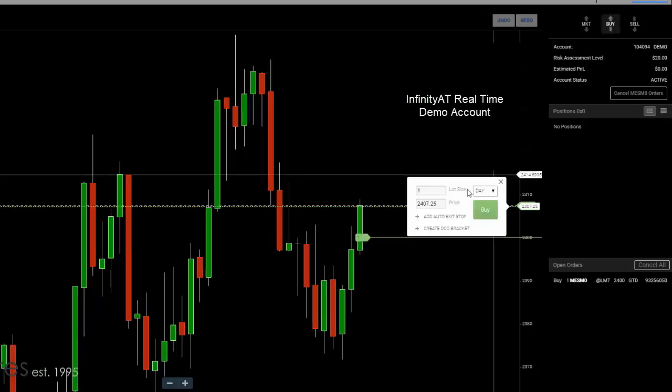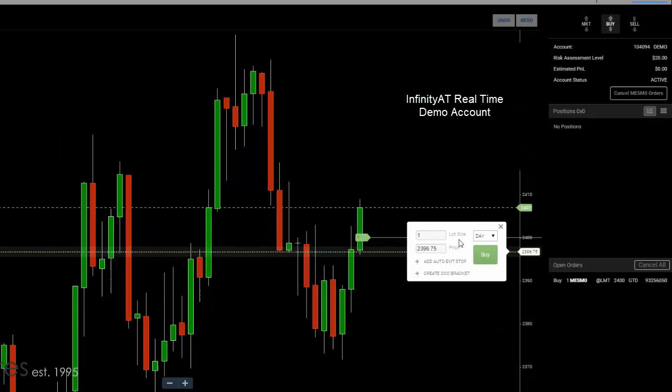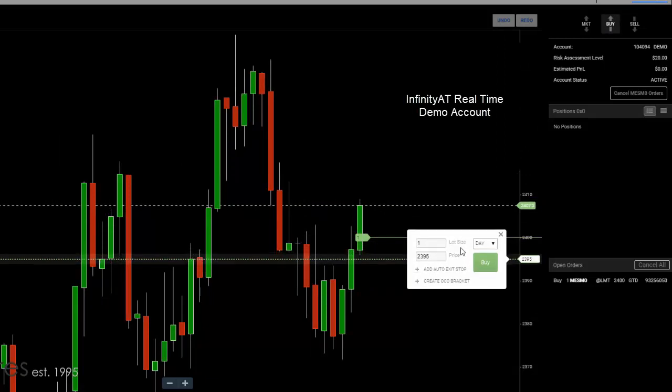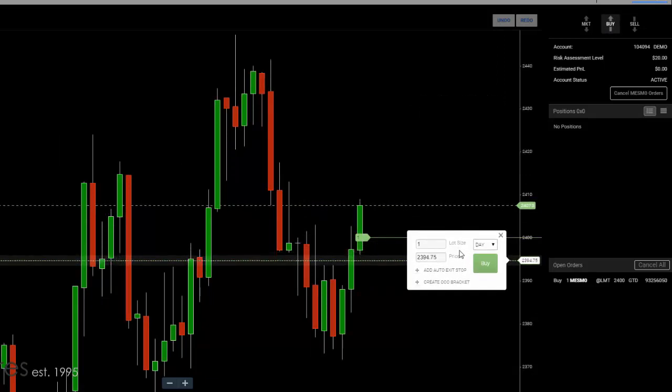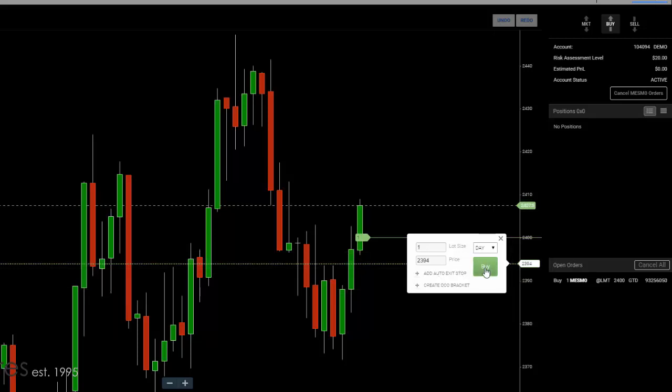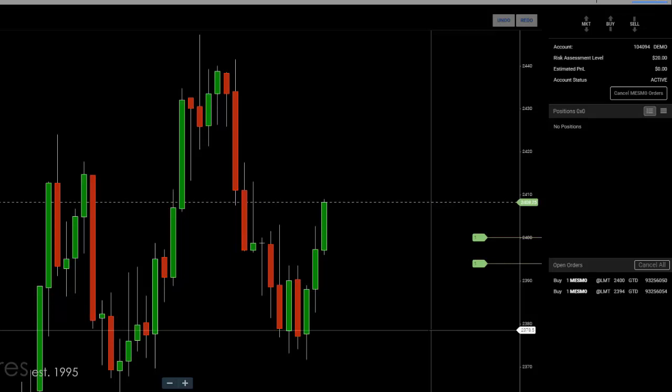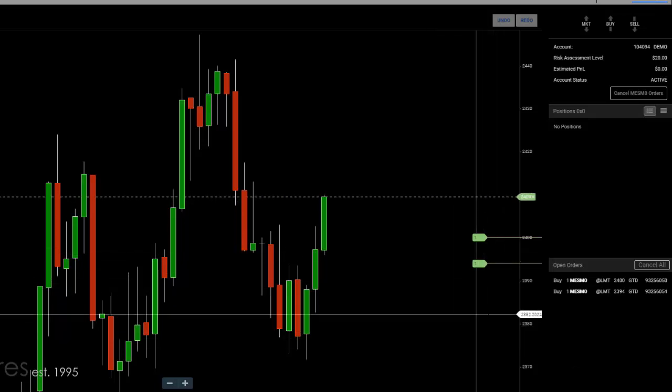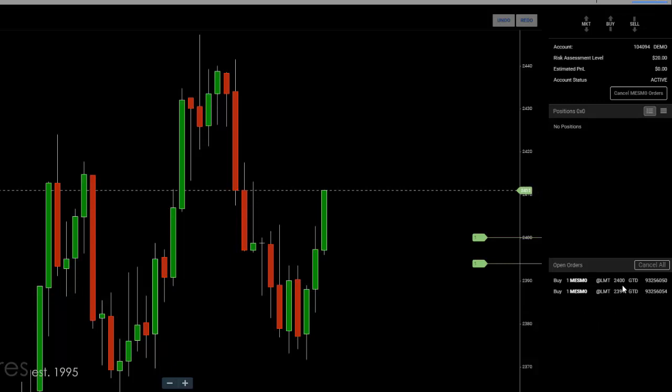And the second thing I'm going to do is place a second order. Let's place this order a little bit lower. Let's say at 2394. Let's go ahead and hit buy. So now I have two orders working to buy on a limit in the marketplace. One of them is at 24 even, and one of them is at 2394.